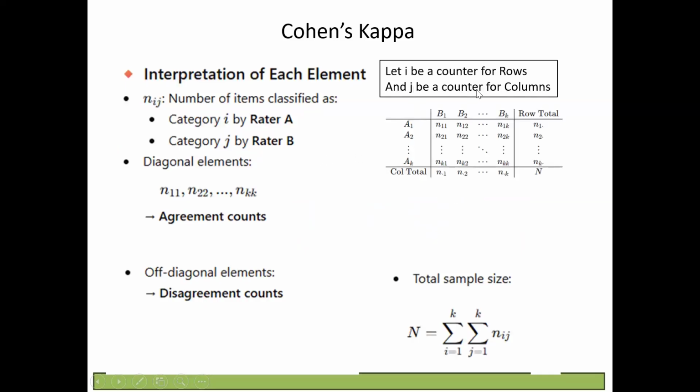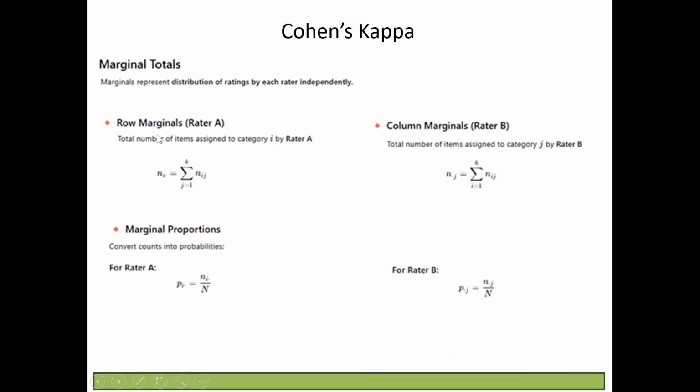Let I be a counter for rows and J be a counter for columns. Then we can say that category I is by rater A and category J is by rater B, and the diagonal elements n11, n22, and so on till nkk represent agreements, and off diagonal elements represent disagreement. Marginals represent the distribution of ratings by each rater independently.